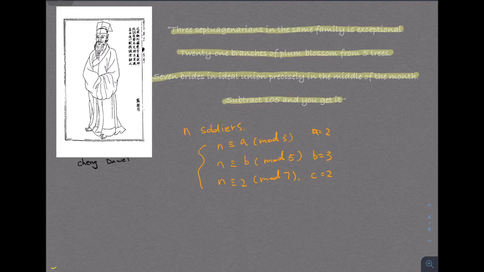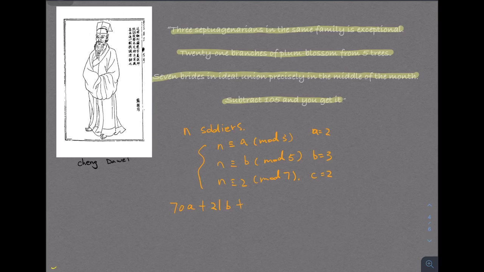So in the first sentence, we have 3 subtangents in the family. The word subtangents means people in the age of 70. So then we use 70 times A. And we're going to add 21 branches of plum tree from 5 trees. So we're going to add 21 times B.